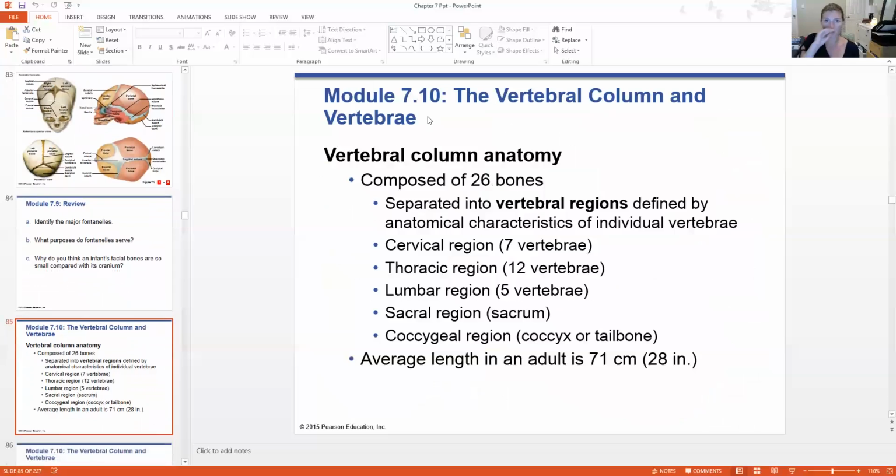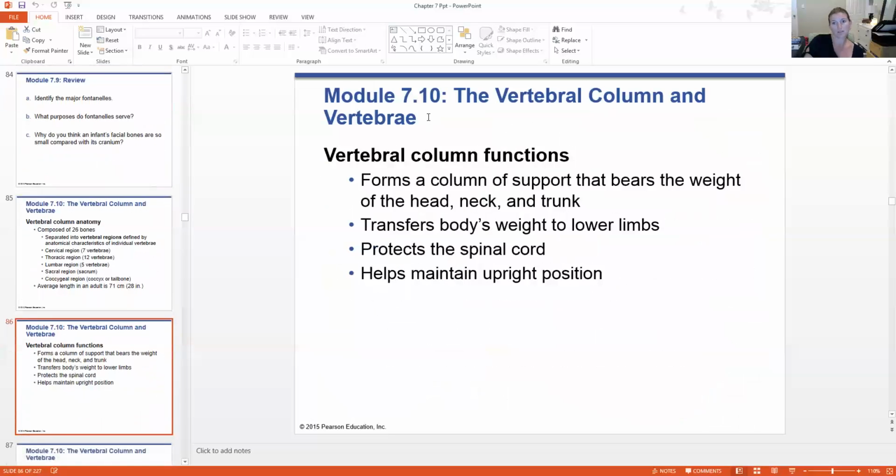We're going to continue on with the vertebral column made of 26 bones divided into 5 regions. You have the cervical region, which is 7 vertebrae, the thoracic region, which is 12 vertebrae, the lumbar is 5, the sacrum makes up the sacral region, and the coccygeal is the coccyx or tailbone. The average length is about 28 inches. And it's basically there to bear the weight of the head, neck, and trunk, transfer the body weight to the lower limbs, protect the spinal cord, and help maintain upright position.